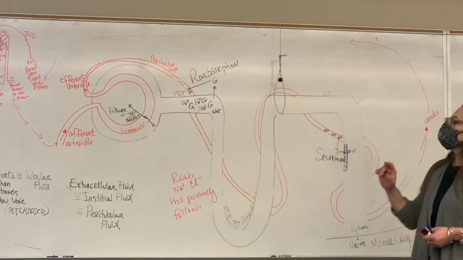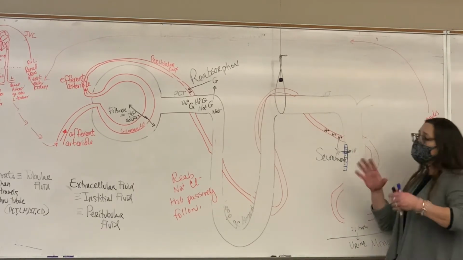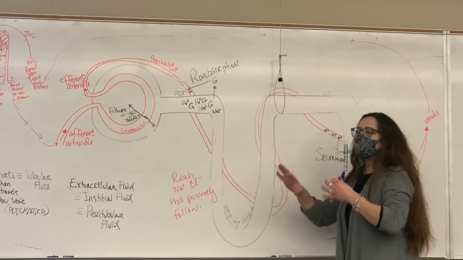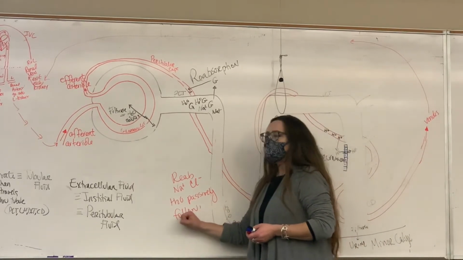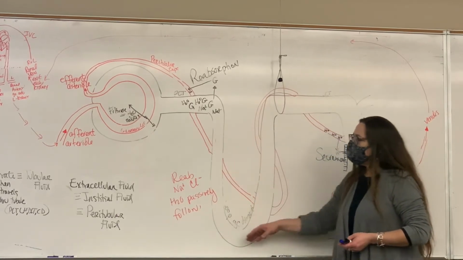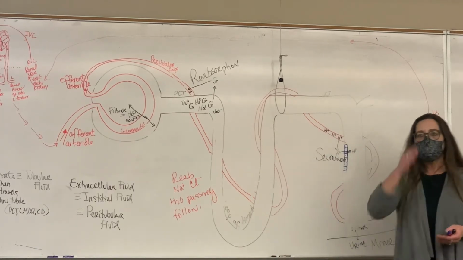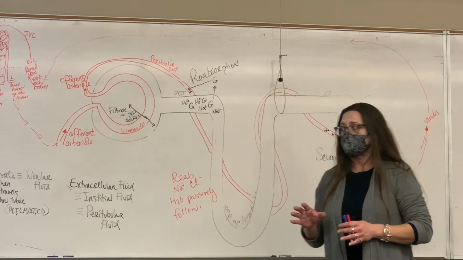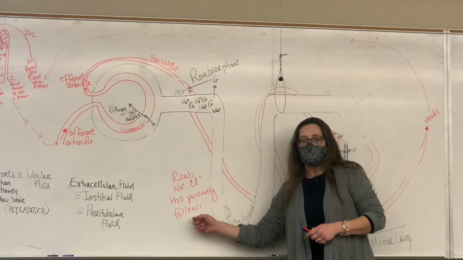Now, if we look at the corticals versus the juxtamedullaries, for humans, having 15% juxtamedullary gives us the right amount we need, along with these other mechanisms, to make sure that we reabsorb enough water. When we look at those loops of Henle, the fact that the juxtamedullaries have a longer loop means that there's more surface area in the juxtamedullary loops of Henle. They're longer, more surface area, more places to reabsorb water.